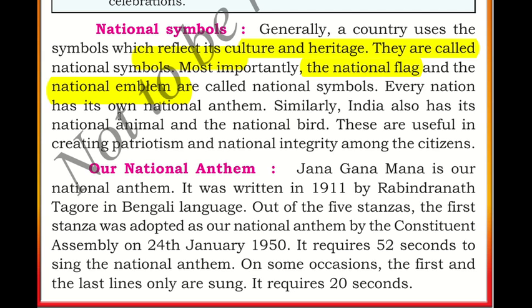Every nation has its own national anthem. Similarly, India has its national animal and national bird. These are useful in creating patriotism and national integrity among the citizens. So this is one of the uses of national symbols. It creates a sense of oneness among the citizens of our country. Also, it is helpful in creating patriotism. What is patriotism? Patriotism is the love and respect for one's country.